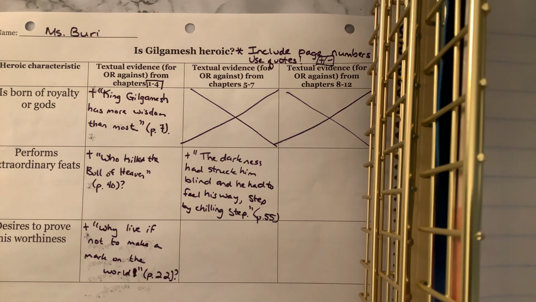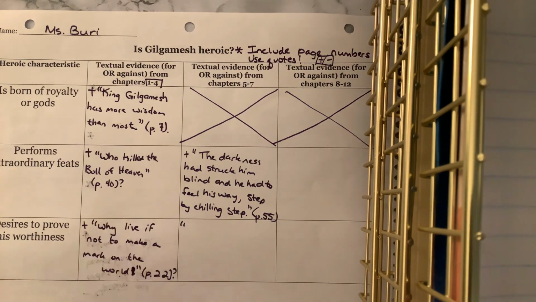Hopefully you're thinking of one main thing that Gilgamesh is trying to prove that he is worthy of. Gilgamesh is definitely reflecting on this immortality. And I think pages 48 and 49, the beginning of chapter 6, really are him talking with his mother about this.